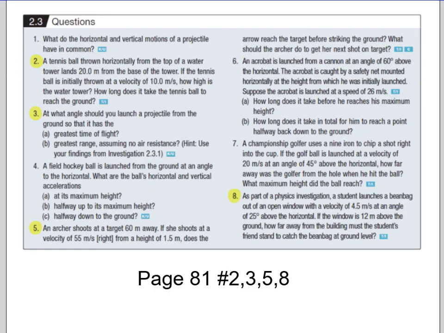Okay, so not a lot. On page 81, there's 4 questions to try. Should be one from each case.